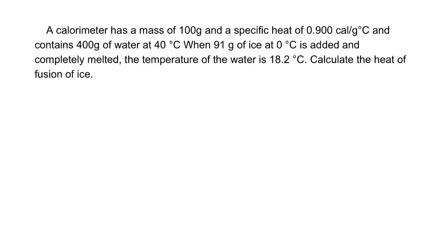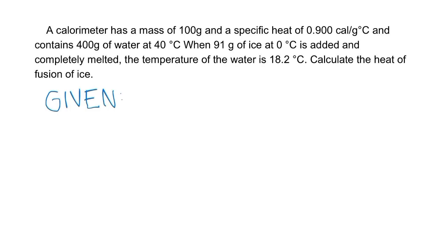Now let's proceed to our first problem. A calorimeter has a mass of 100 grams and a specific heat of 0.900 calorie per gram degrees Celsius and contains 400 grams of water at 40 degrees Celsius. When 91 grams of ice at 0 degrees Celsius is added and completely melted, the temperature of the water is 18.2 degrees Celsius. Calculate the heat of fusion of ice.